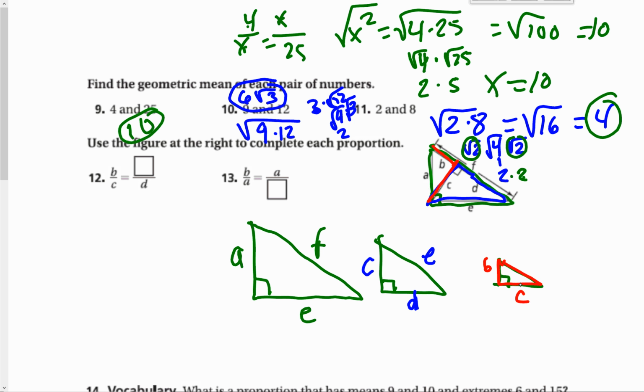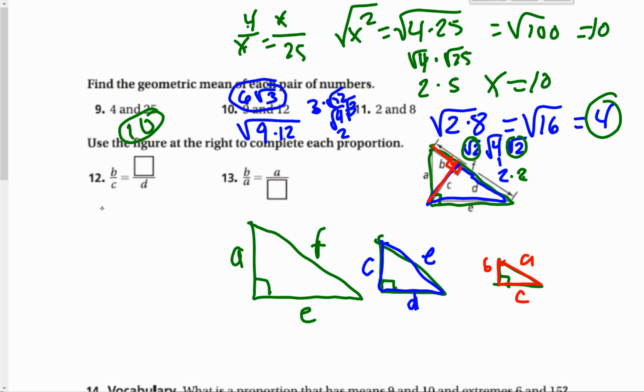And the hypotenuse you can always tell is from across from the right angle. Here's my right angle. If I have a right angle here, that means I have a right angle here. So across from the right angle is the hypotenuse, so that is A. And let me change the color of this one. This one's blue, right? Now I can write these proportions.